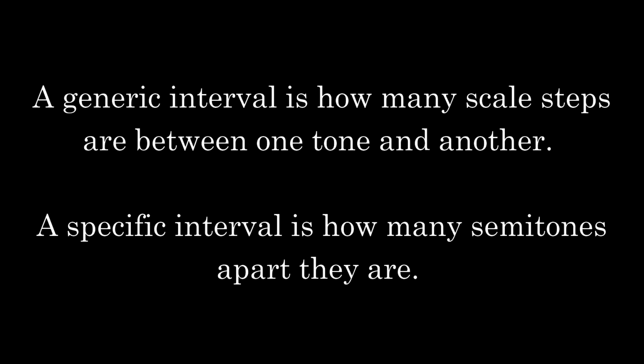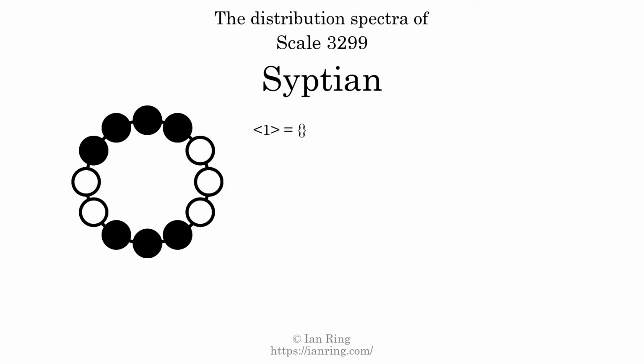A specific interval is how many semitones apart they are. The generic interval of one scale step comes in 3 different specific interval sizes. 1 semitone, 3 semitones, and 4 semitones. The spectrum width of this generic interval is the highest, 4, minus the lowest, 1, which equals 3. The generic interval of 2 scale steps comes in 3 different specific interval sizes. 2 semitones, 4 semitones, and 5 semitones. The spectrum width of this generic interval is 3.